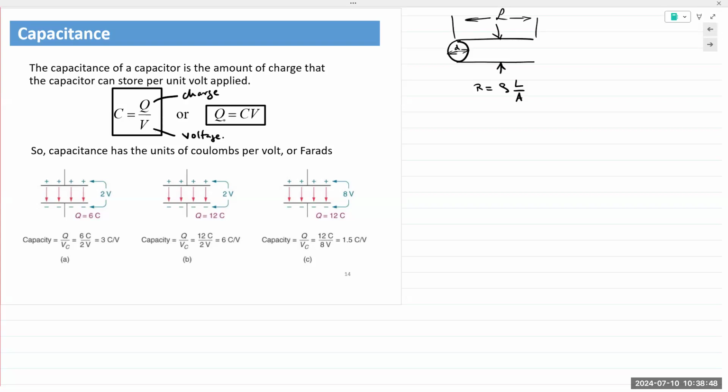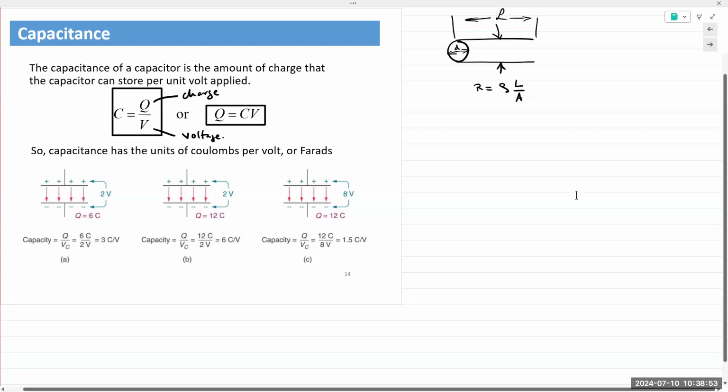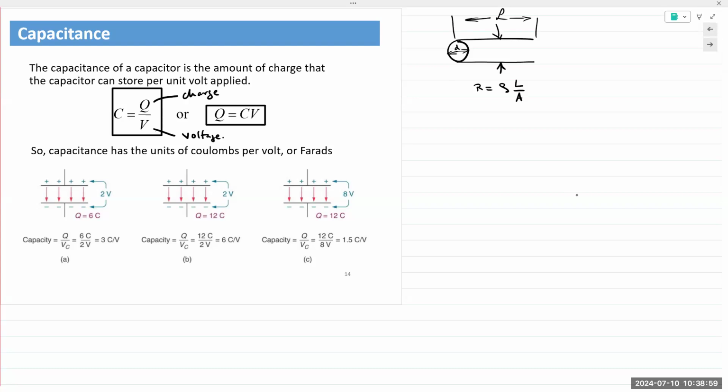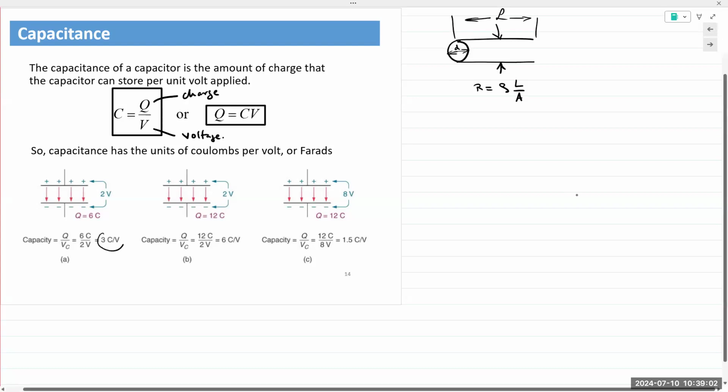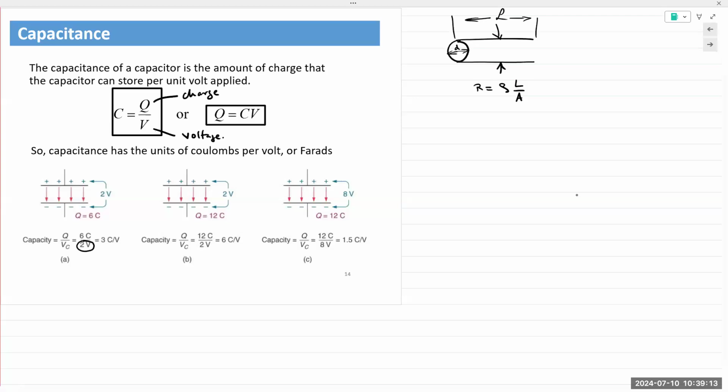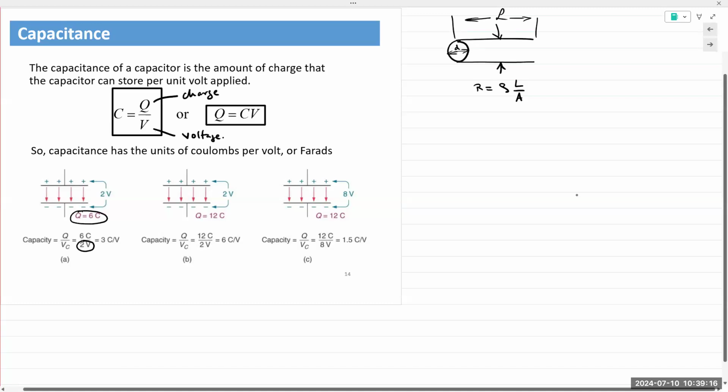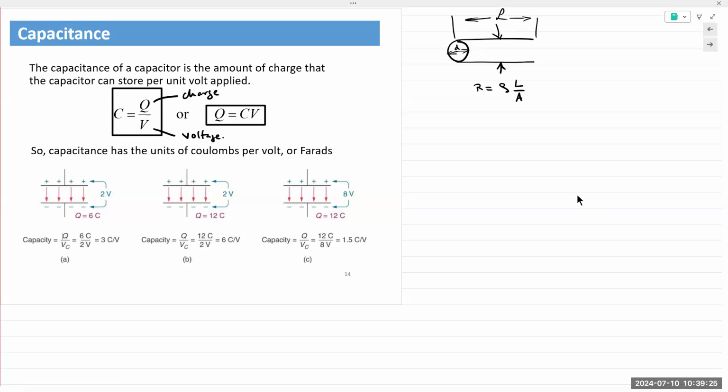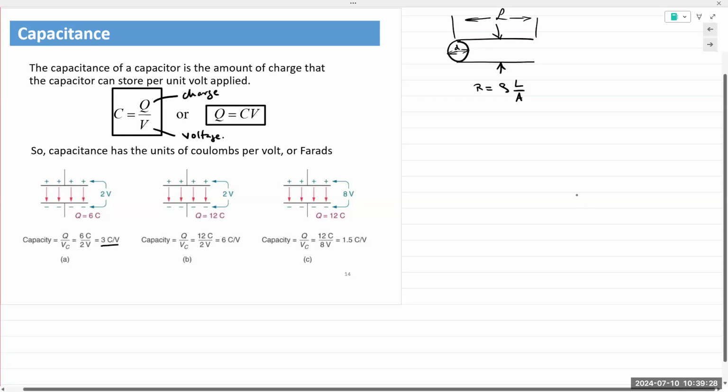Okay, all right, so just a few examples based on this equation. I'll go through these quickly, simple examples, just to explain the concept of capacitance. If you have a capacitance of 3 coulombs per volt, you can apply 2 volts to it. If you apply 2 volts to it, it can store 6 coulombs of charge. So if you wish to store 6 coulombs of charge for an applied voltage of 2 volts, you need at least a capacity of 3 coulombs per volt.